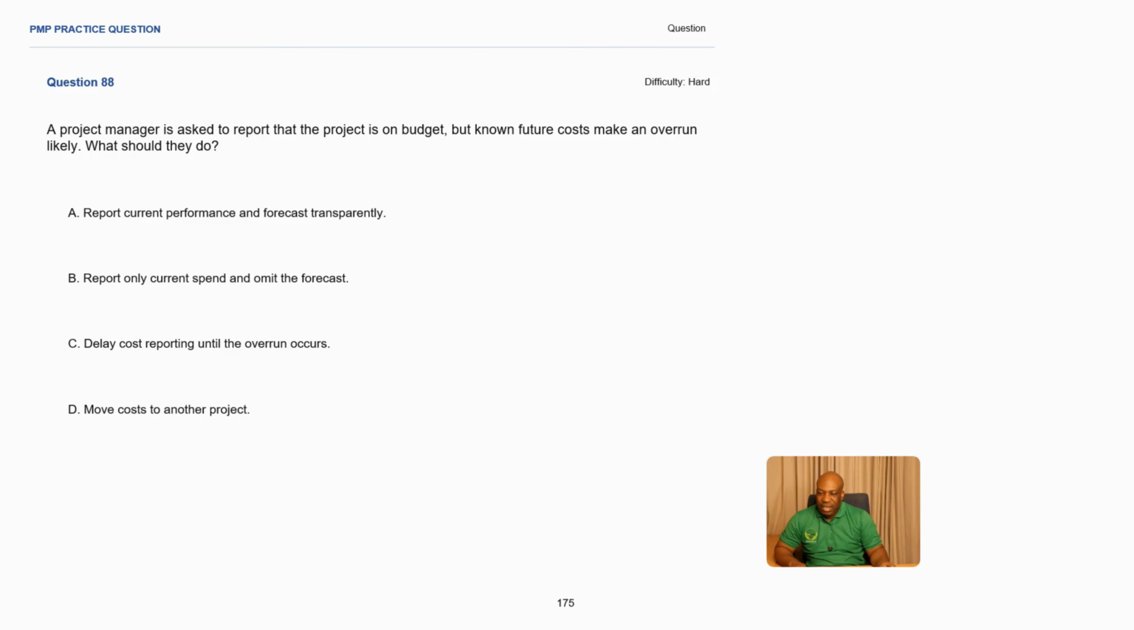Practice question number 88. A project manager is asked to report that the project is on budget, but known future costs make an overrun likely. What should they do? So what is our problem statement here? The project manager is being asked to report that the project is on budget, but they've got known future costs that are going to make an overrun to the project. Okay, let's go through the answers.